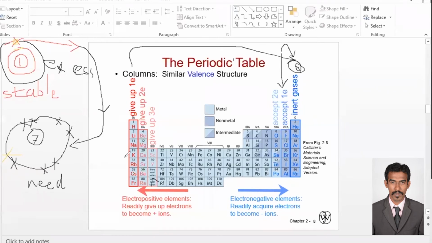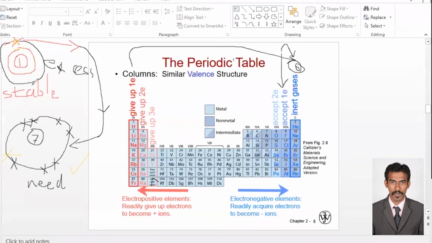The first block elements, which have one excess electron, will give away that one electron to those who are in need of it, right? So the seventh block elements can accept one electron. So this one will give that electron to this one. Now it has 8 electrons, so now it is fine. It achieved the inert gas status, right?